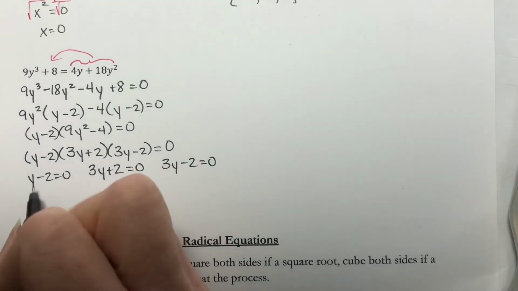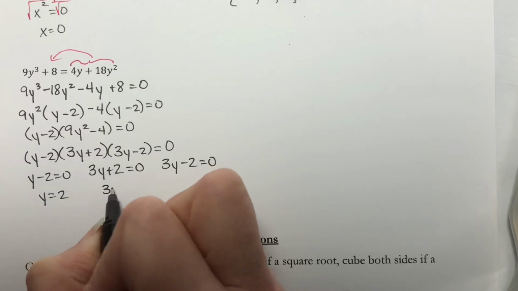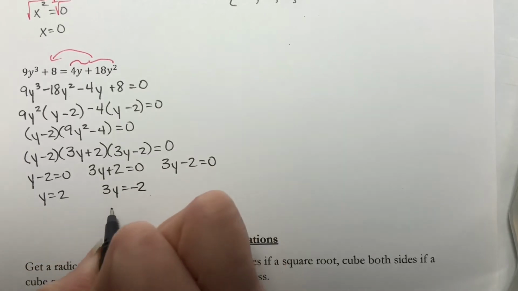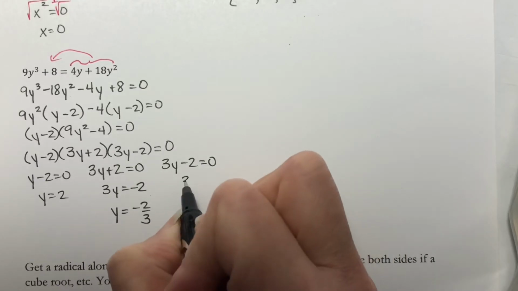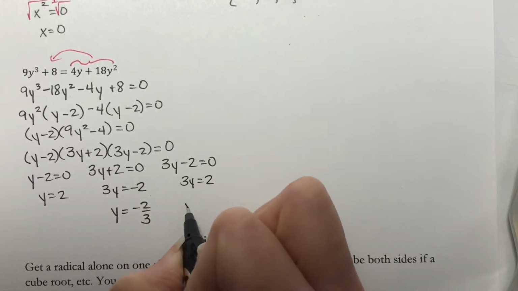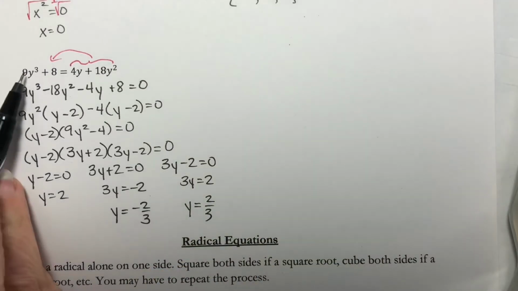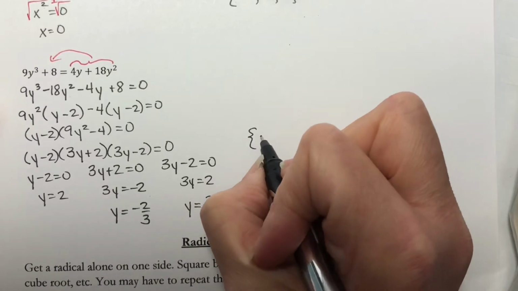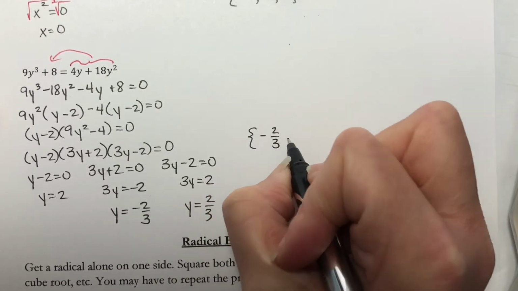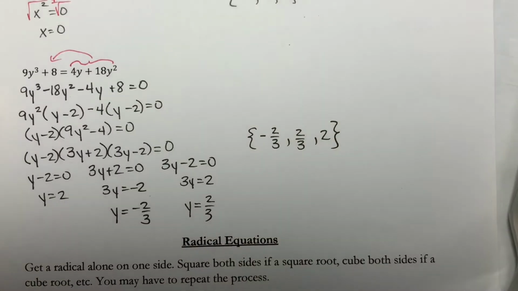Okay, from this one I get y equals 2. Here I get 3y equals negative 2, so y is negative 2/3. I have 3y equals positive 2, so I get y equals positive 2/3. I got 3 solutions, which is what I expected. Write them in set notation, and you have your solution.